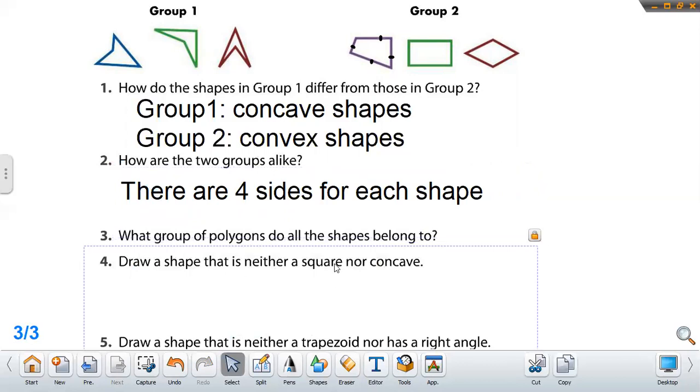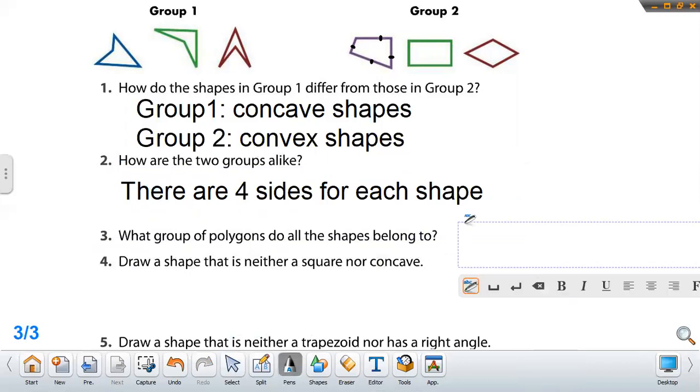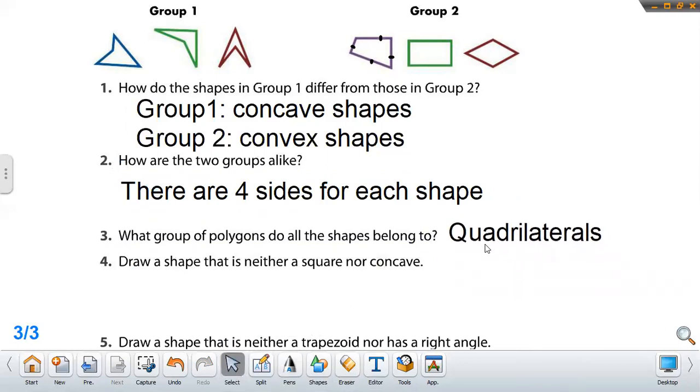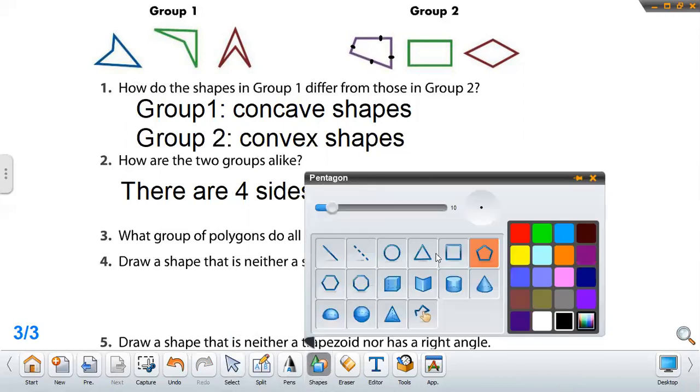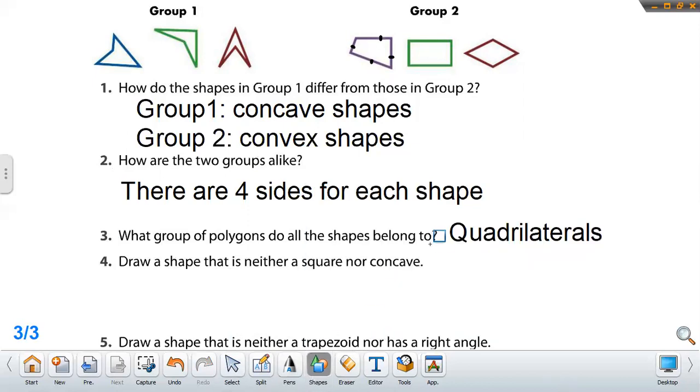Now what group of polygons do all the shapes belong to? Of course 4 sides, so they belong to what? Yes, quadrilaterals. So that one belongs to quadrilaterals. Now draw a shape that is neither a square nor concave. So it's supposed to be convex. Maybe a square, but he said not a square, I'm sorry. So let's draw any quadrilateral.